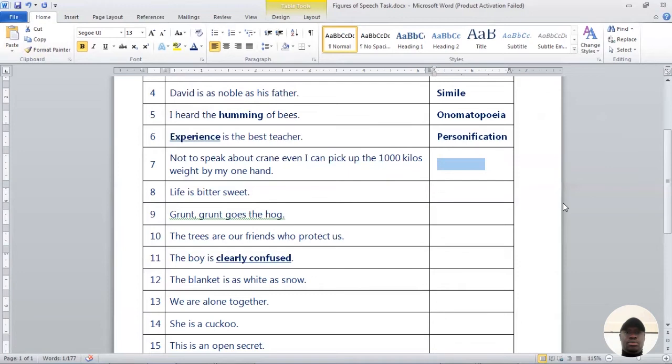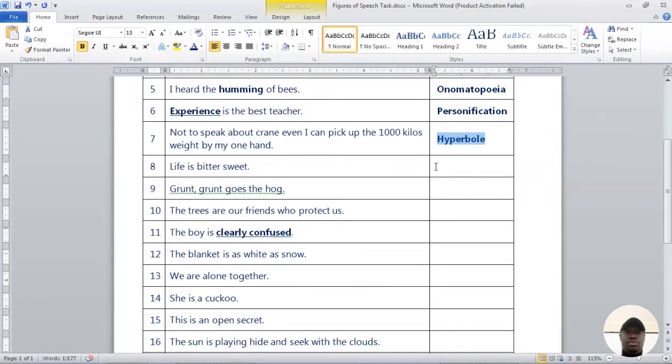Hyperbole. Very correct. Very correct. That's very smart of you. Now, look at this, number 8.